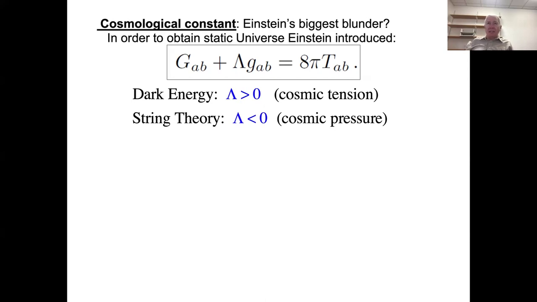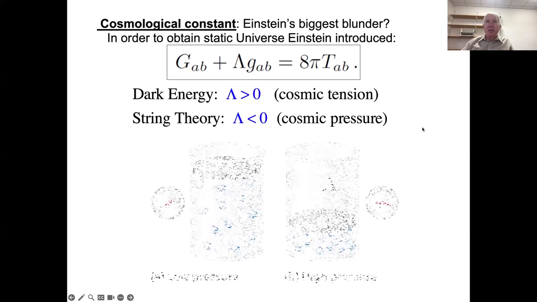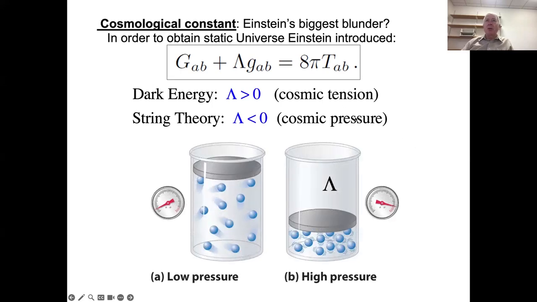In astrophysics, it certainly appears that we live in a universe with a positive cosmological constant, though there may be a different mechanism to explain it. This would be called cosmic tension if lambda is positive. In string theory, lambda is favored to be negative because that particular sign of lambda plays an important role in the AdS-CFT correspondence. So pressure turns out to be related to negative lambda.